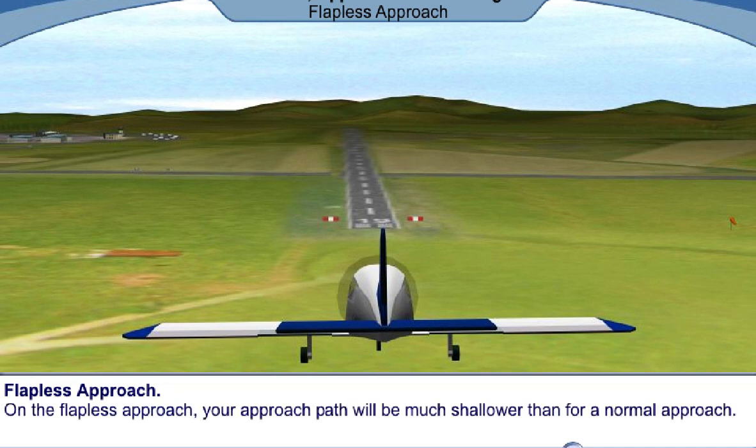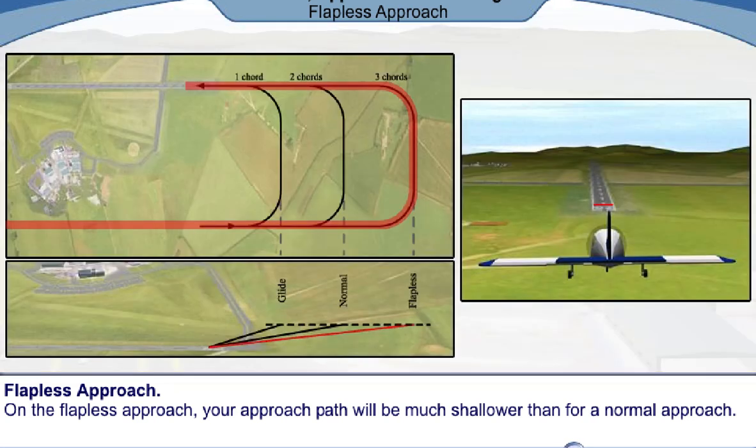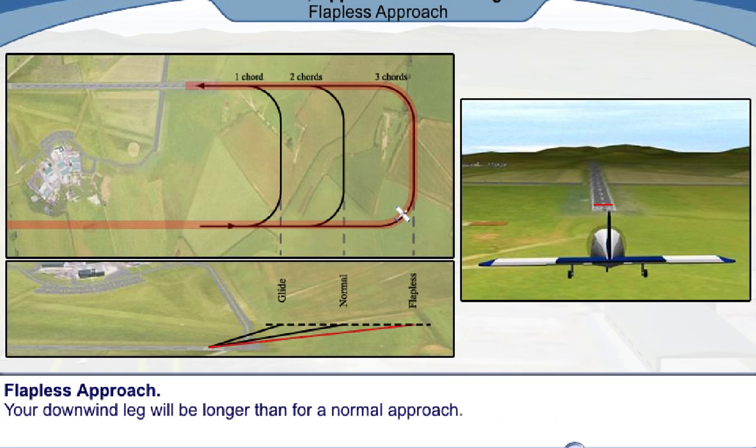On the flapless approach, your approach path will be much shallower than for a normal approach. You will also need to use more power than on a normal approach, and this will give you an even shallower approach path. Consequently, as shown here, your downwind leg will be longer than that for a normal powered approach. As with all circuits, the planning for the final approach begins on the downwind leg. Your instructor will show you the exact point at which to turn onto the base leg. It will certainly be past the turn-in point for a normal powered approach.